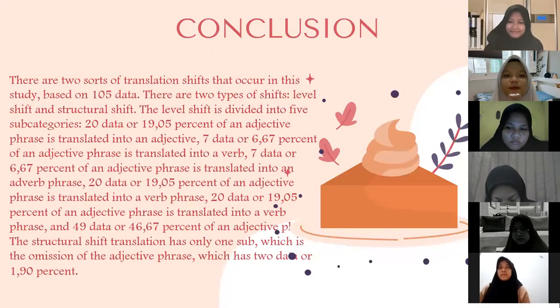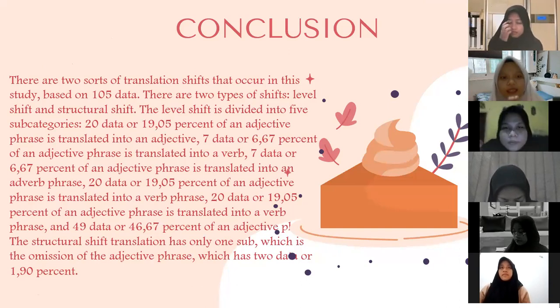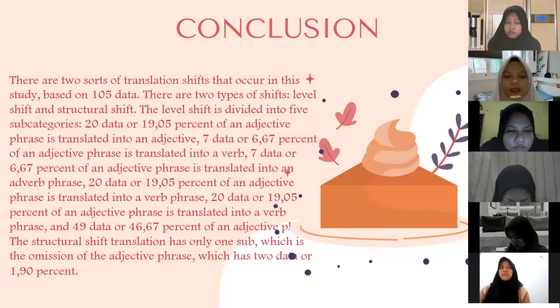Next, please. The next is conclusions. There are two sorts of translation shift that occur in this study based on 105 data. There are two types of shifts, level shift and structural shift. The level shift is divided into 5 subcategories.